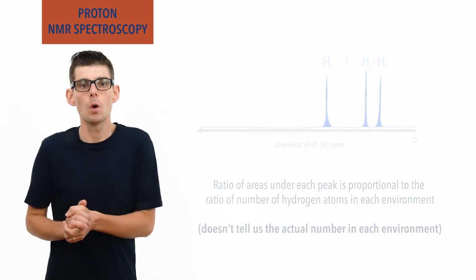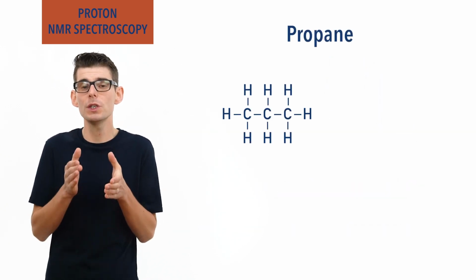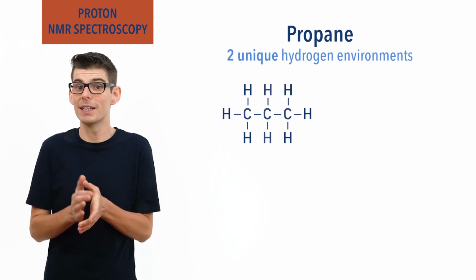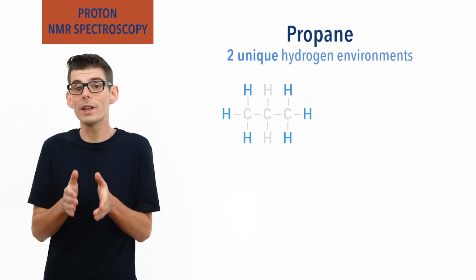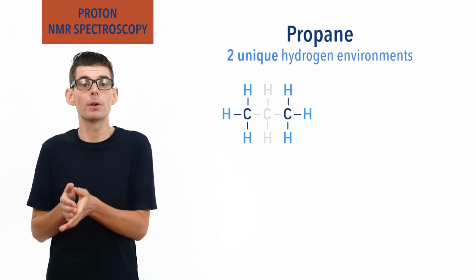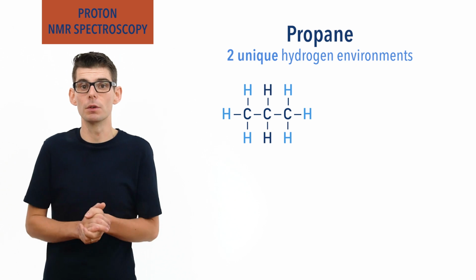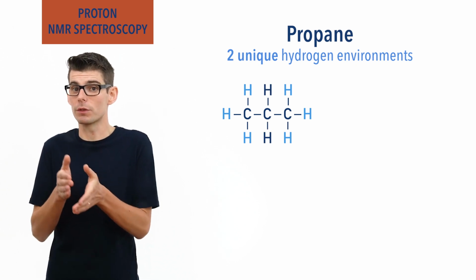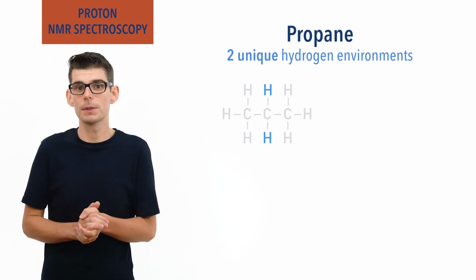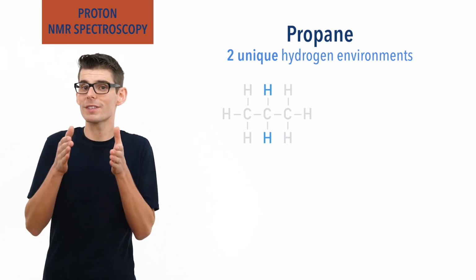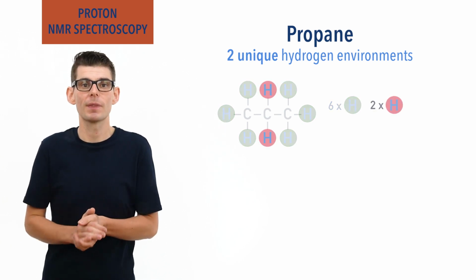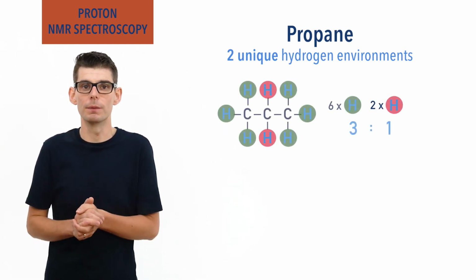For example, with propane, there are two unique hydrogen environments. The hydrogens bonded to the carbon in the CH3 groups are all in the same environment, as they are all bonded to a carbon atom that is bonded to a CH2-CH3 group. The two hydrogens on the second carbon, the CH2, are also in the same environment. This means there are 6 hydrogens in one environment and 2 in the other, a 3:1 ratio.